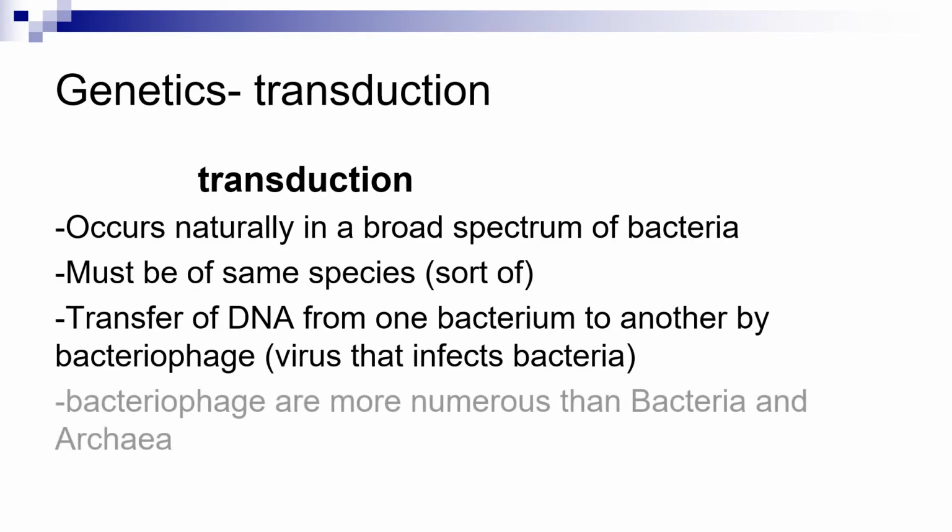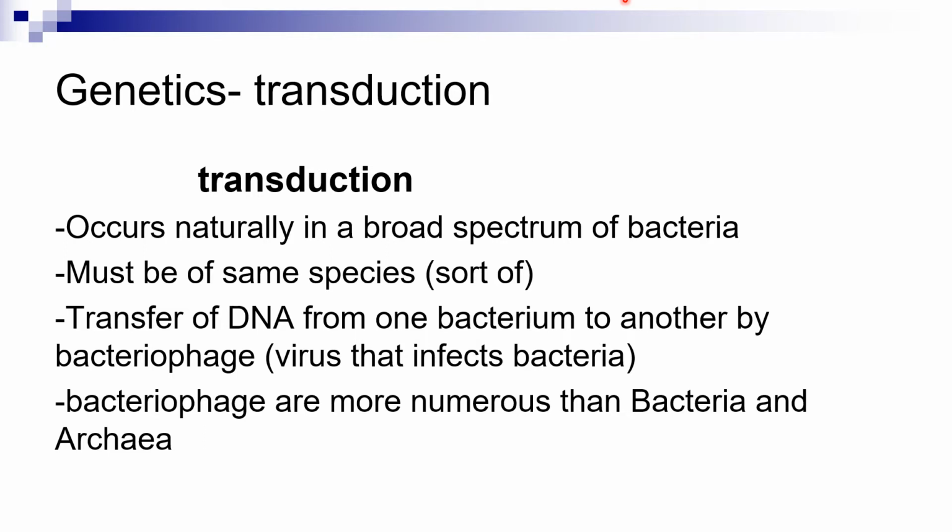The second type of horizontal gene transfer is transduction. And transduction occurs naturally in a broad spectrum of bacteria, and we'll actually see why. But they must be of the same species for the most part, okay? And that's because bacteriophages, the viruses that infect bacteria, usually only infect the same species.